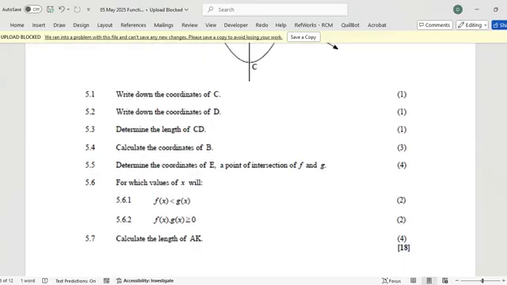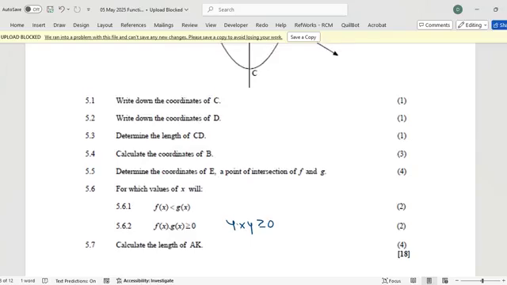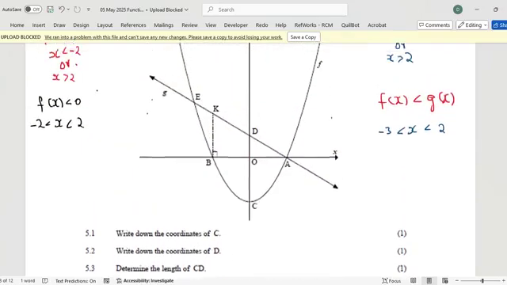So we have answered. Oh, we have not answered. This one is saying f of x multiplied by g of x. It means y multiplied by y. Y multiplied by y must be positive or 0. Greater than 0 means positive. I want to take y of f and multiply it by y of g. The answer I must get will be positive.